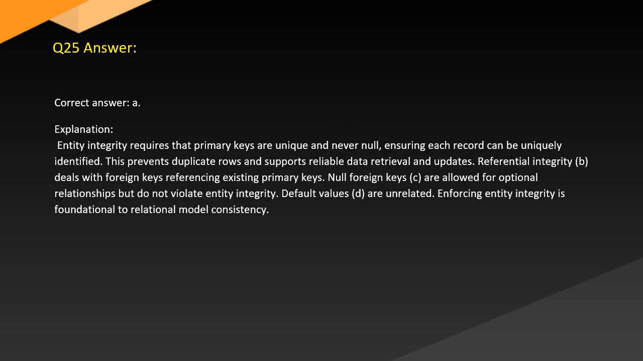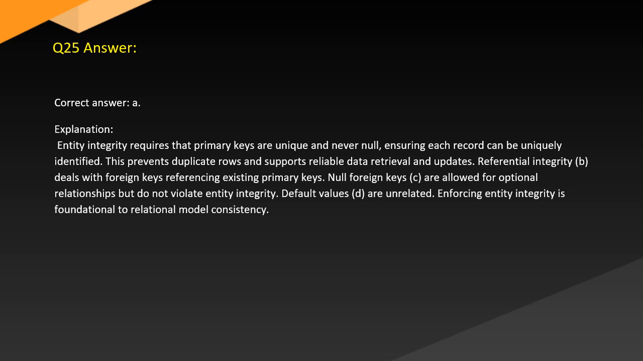Answer. Correct answer: A. Explanation. Entity integrity requires that primary keys are unique and never null, ensuring each record can be uniquely identified. This prevents duplicate rows and supports reliable data retrieval and updates.